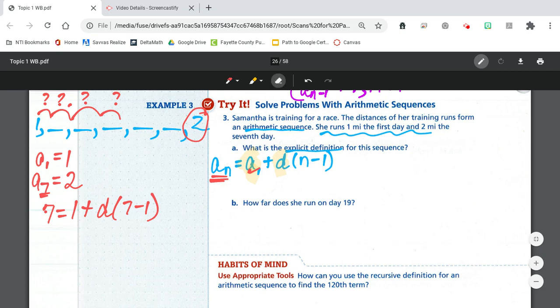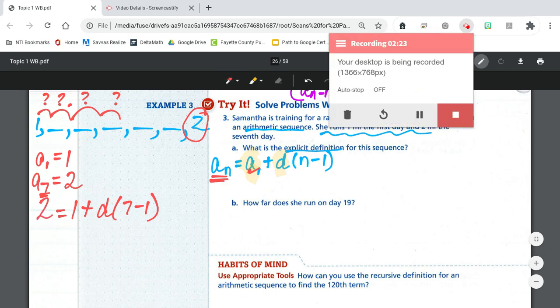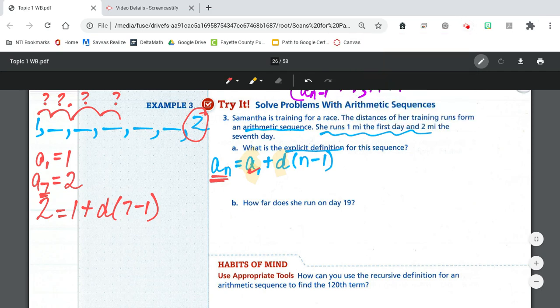Hold on, it's not 7 equals. In this case, it would be 2. So I can take this and solve for d. So 2 equals 1 plus 7d minus, I don't need to distribute. I should have just subtracted there. 7 minus 1 is 6. So d times 7 minus 1 is 6d. Subtract 1. 1 equals 6 times d. And then divide both sides by 6. So the common difference is 1/6.